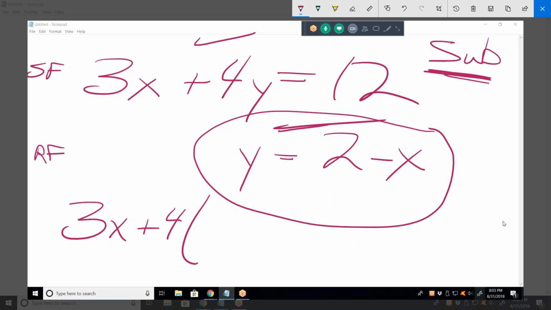Here's what y is, right there. y is 2 minus x. So that's what goes there. Now, notice what we end up with. One equation, one variable. That means I can solve for x all day long. Solve this equation. What's the next line?